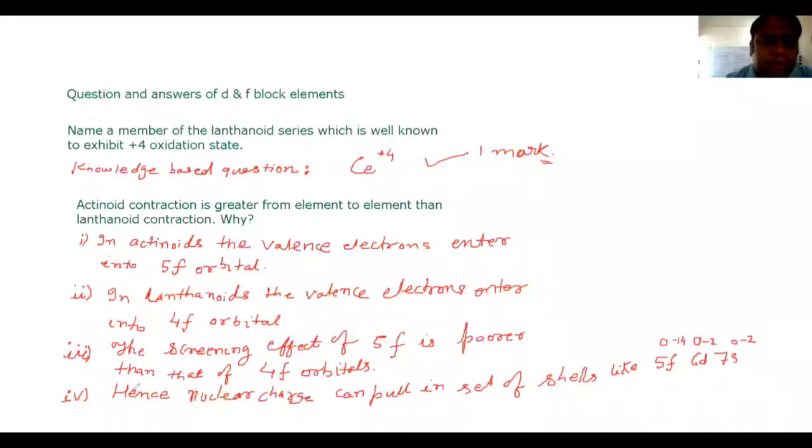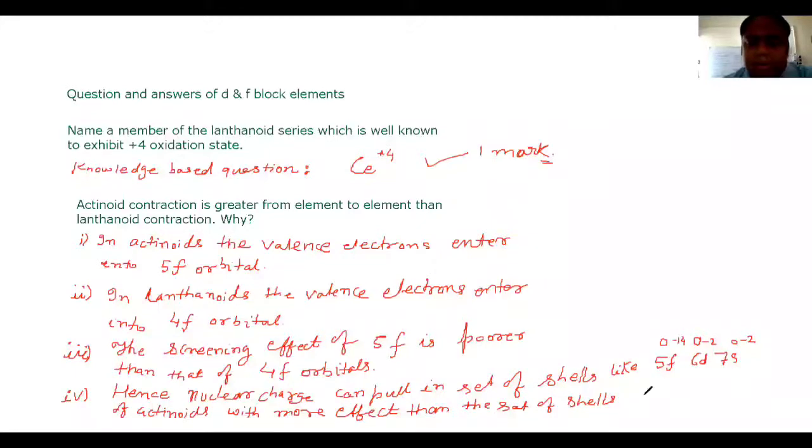This belongs to what? Actinides. Of actinides, with more effect than the set of shells 4f 0 to 14, 5d 0 to 1, and 6s2 of lanthanides.